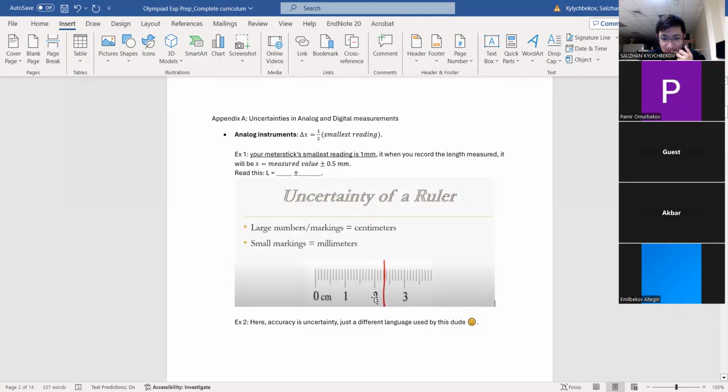Anyone? Don't worry about getting it wrong. Okay. Perfect. Yeah. That's correct. 23 millimeters plus minus.